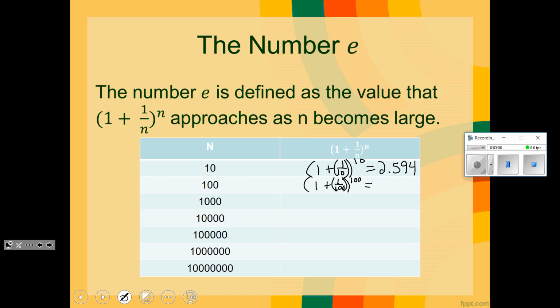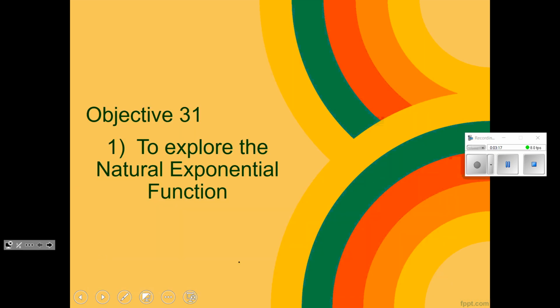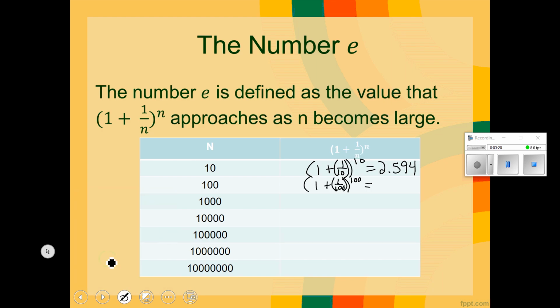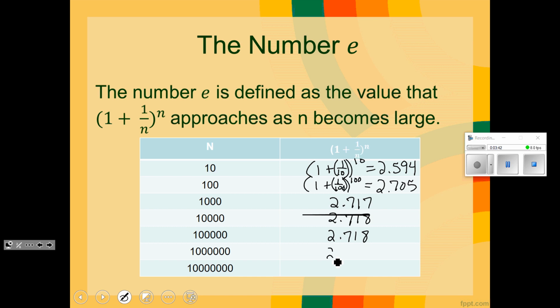All right, what do we get when we plug in 100? 2.705. What do we get when we plug in 1,000? 2.717. What about 10,000? 2.718. So what happens as we get larger?